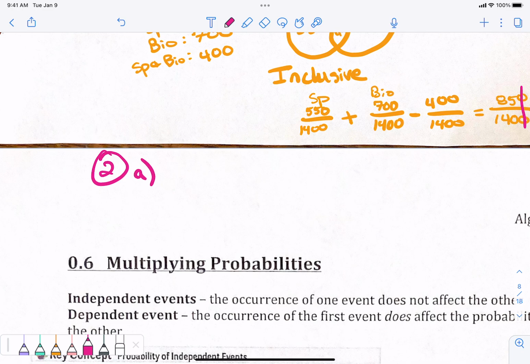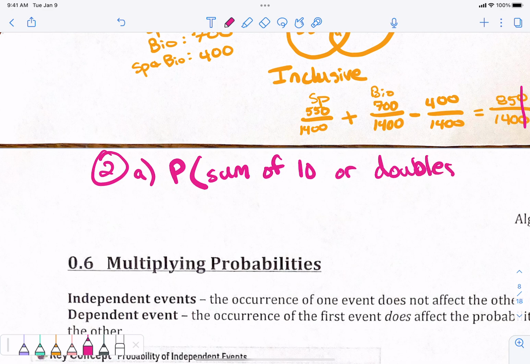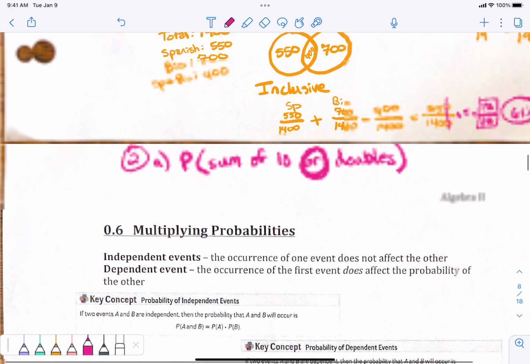2A. The question says on 2A, the probability, they write it as P, a sum of 10 or doubles. Okay, do you see that keyword? Or, sum of 10 or doubles. We're rolling 2 dice. So now I have this going on. I'm rolling 2 dice. And I have a sum of 10 or doubles. Okay. You can look up here on this board, or I'm going to write it down here because Chloe can't see the board right now.